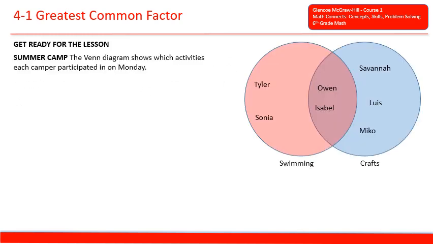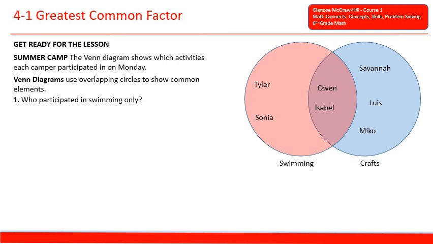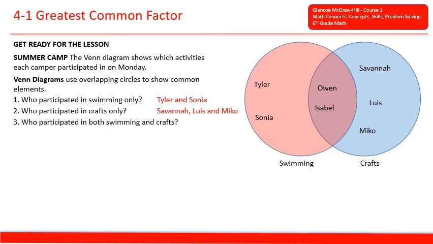Get ready for the lesson. The Venn diagram shows which activities each camper participated in on Monday. So Venn diagrams use overlapping circles to show common elements. In this case, who participated in swimming only? Tyler and Sonia. Who participated in crafts only? Savannah, Lewis, and Miko. And who participated in both swimming and crafts? Owen and Isabel.